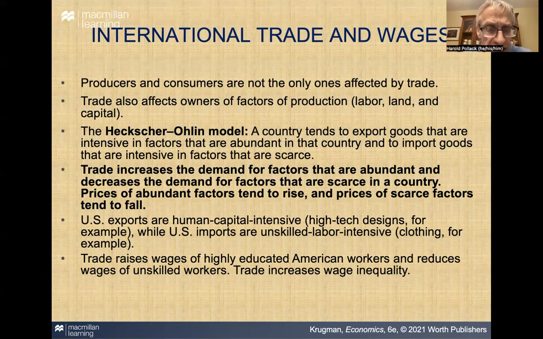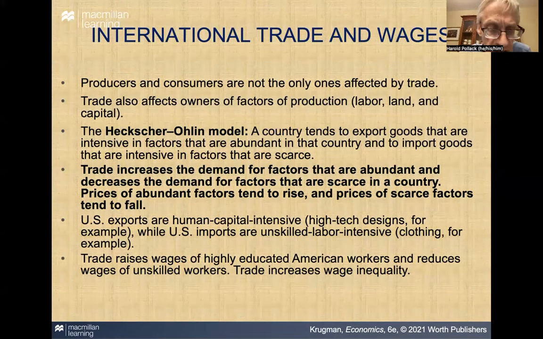So, as I mentioned, the Heckscher-Ohlin model says that countries will tend to export goods that are intensive in the factors that are abundant in that country, and to import goods that are intensive in factors that are scarce in that country. Now, trade increases the demand for factors that are abundant in the country and decreases the demand for factors that are scarce in that country. So the price of abundant factors tends to rise and the price of scarce factors tends to fall.